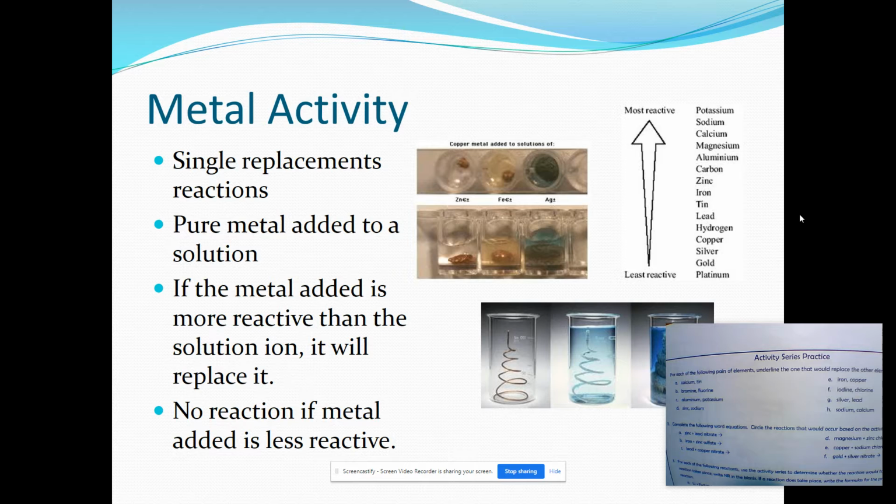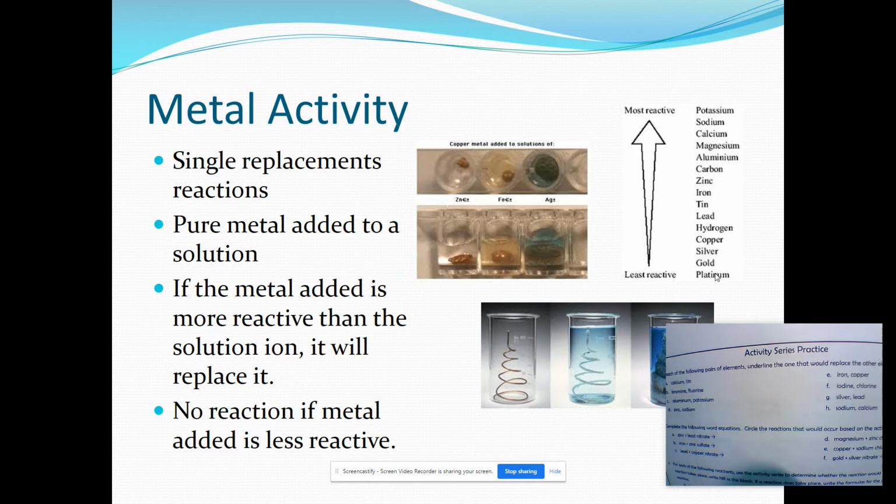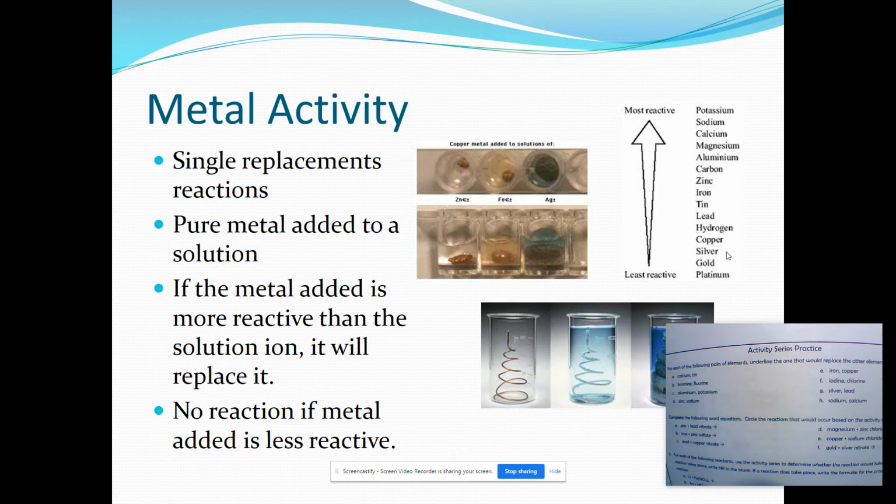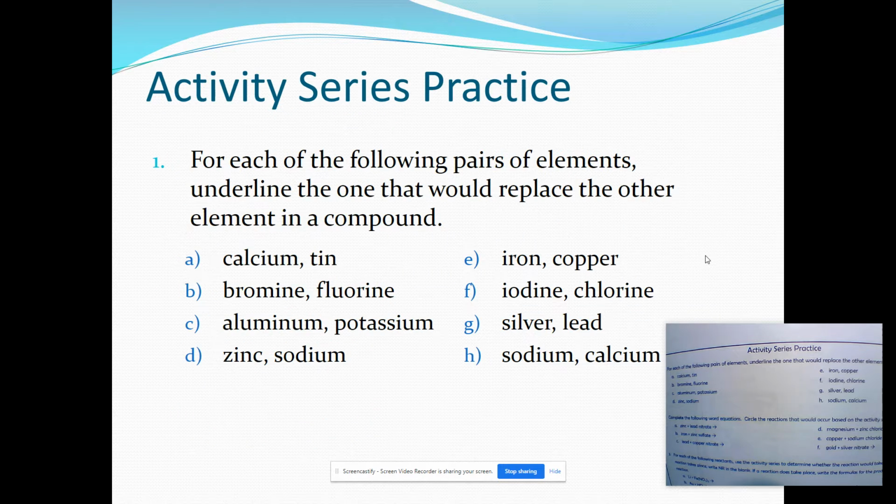So the metal activity series is this right here, where we have the most reactive metal up at the top and the least reactive down here. So we're talking about single replacement reactions. So whenever you put a metal in a solution, if the metal added is more reactive than the solution, it will replace it. If the metal is less reactive, then we're not going to see a reaction at all. Well, we can determine reactivity based on the position here on this activity series. So if it's higher up, then whatever you put it in, it will react.